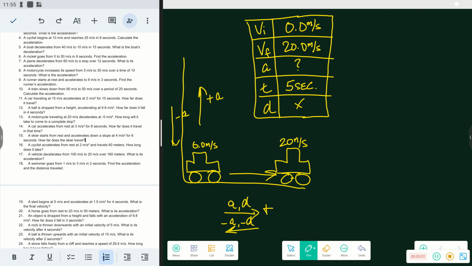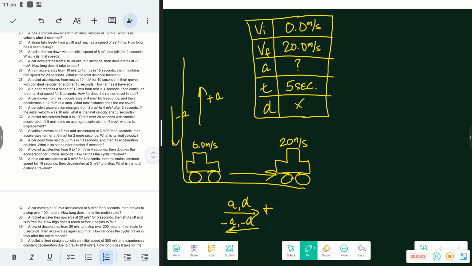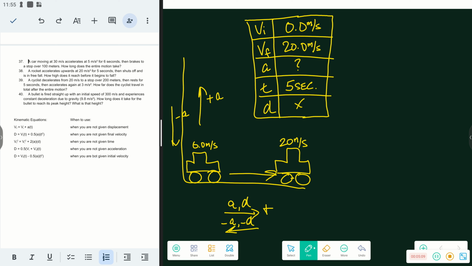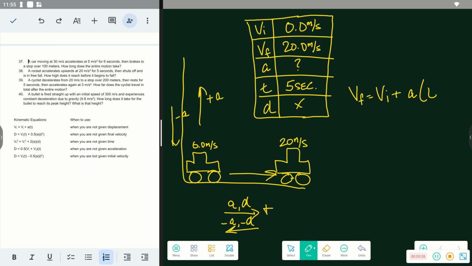No displacement. Okay? So going to our kinematic equations, what don't we have? We don't have displacement. So which equation are we going to use? Oh, look, it's the first one. When you're not given a displacement, you use this equation, VF equals VI plus AT. So it's VF equals VI plus A times T.